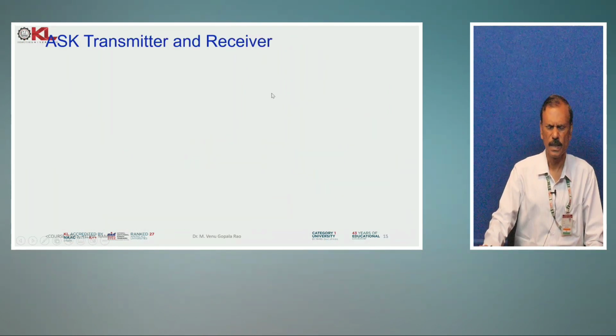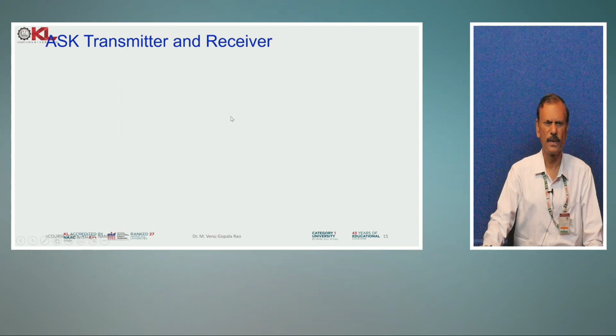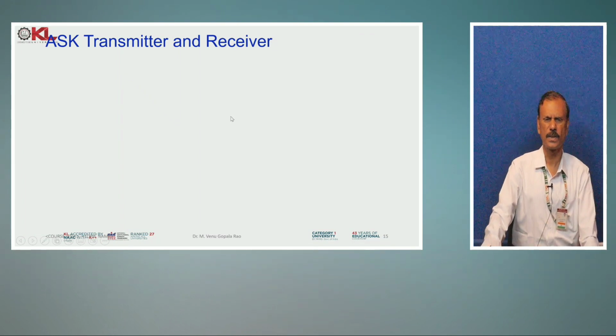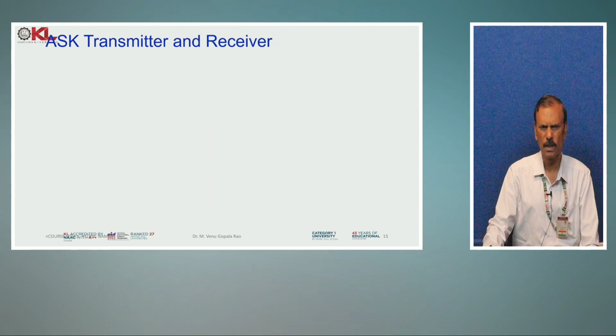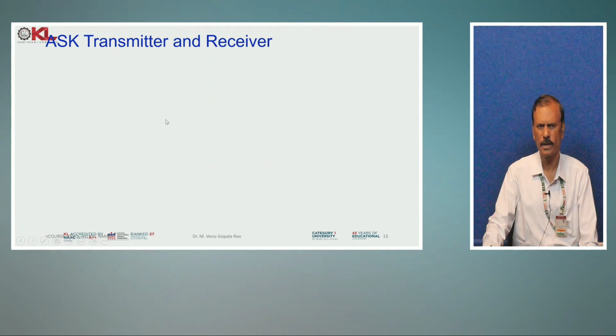Now let us briefly see the ASK transmitter and receiver. Up to now we have studied how binary amplitude shift keying is generated. It is nothing but a multiplication, or product, of the digital modulating signal and the analog carrier signal. We have defined the frequency domain and time domain representations, and also the bandwidth. Now we will see how an ASK transmitting and receiving system works.